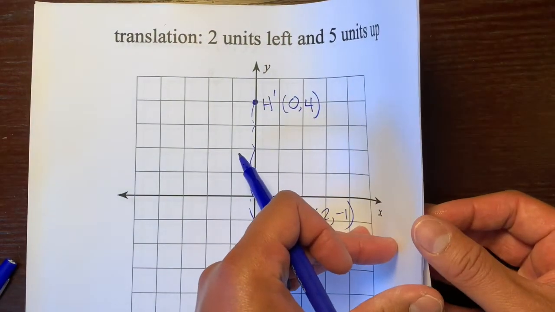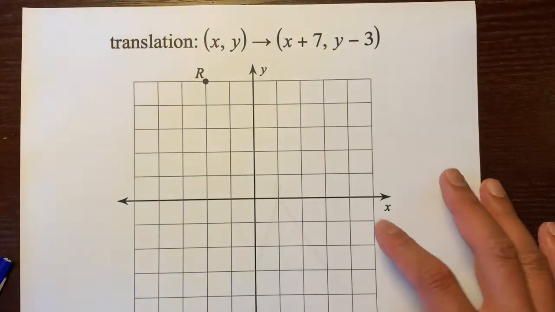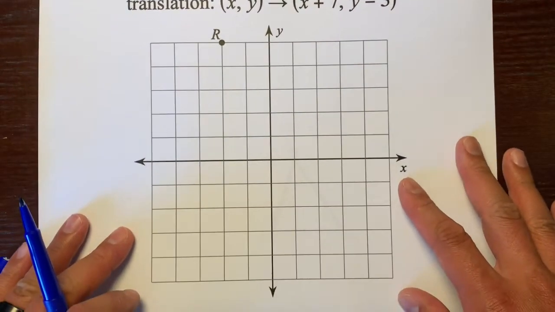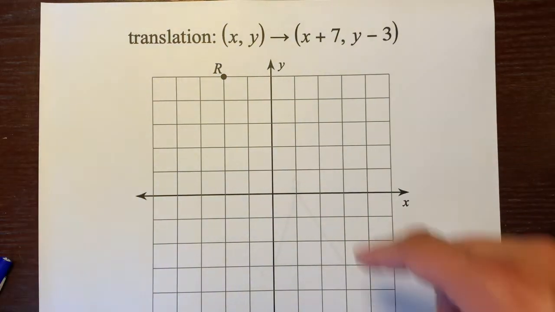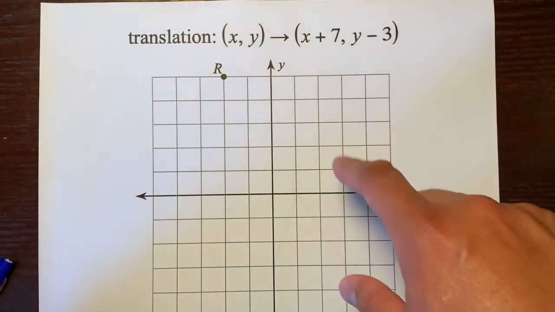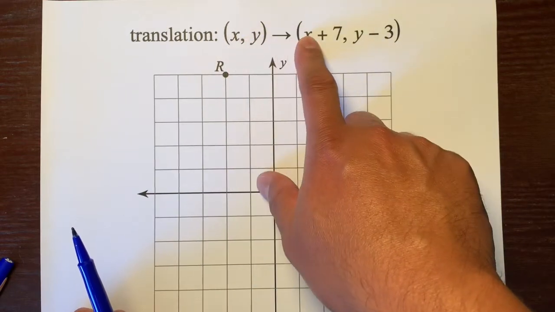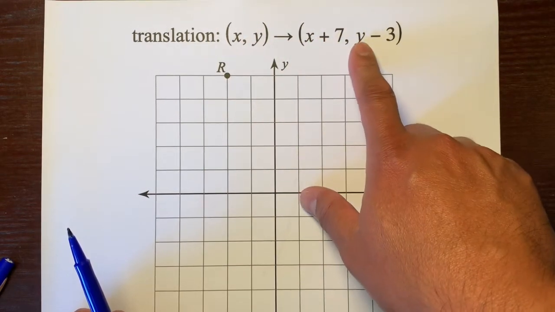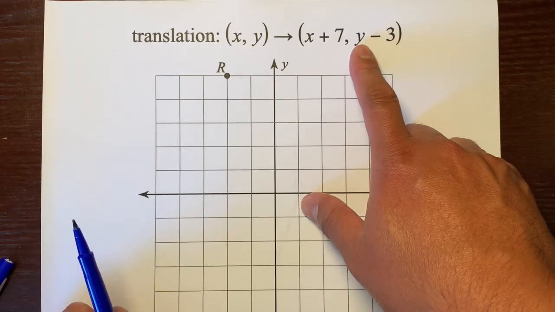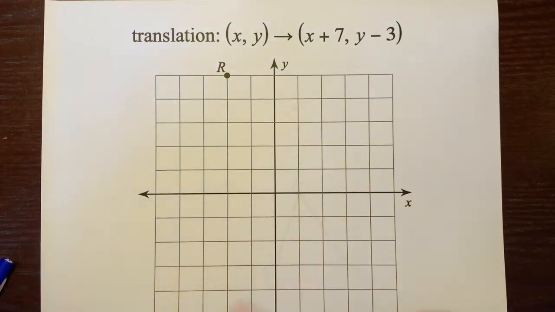All right, example number 2, we're going to be doing 3 examples. So this one looks a little different, still the same concept. Instead of saying to the left or the right, it just says from X, you're going to go positive 7 units, and from the Y, you're going to go -3 units.